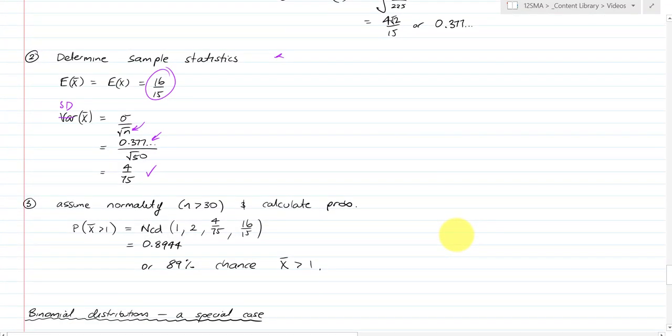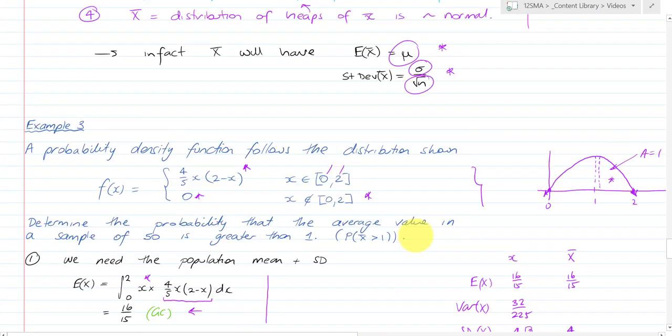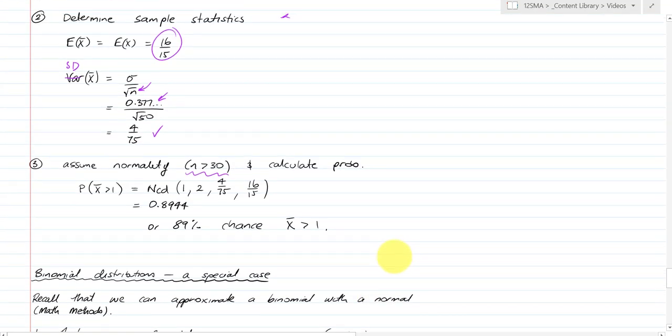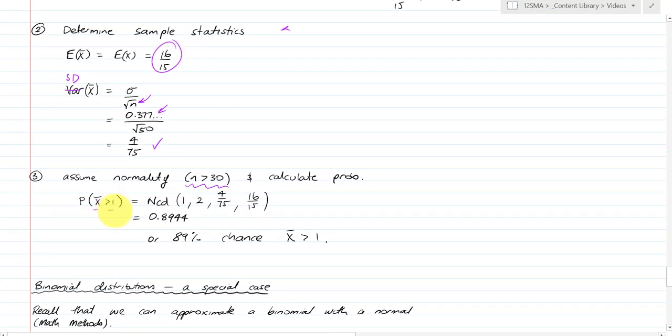Now, if step 3 is to assume normality, which we can do, and n was greater than 30, so that's great, and then calculate the probability. We want to know the probability that the average value, so that's x bar, in a sample of 50 is greater than 1. So I go down here, I want to calculate the probability that x bar is greater than 1.